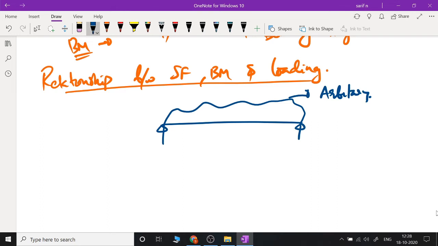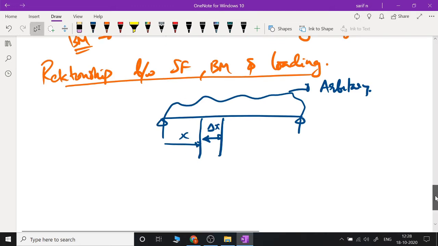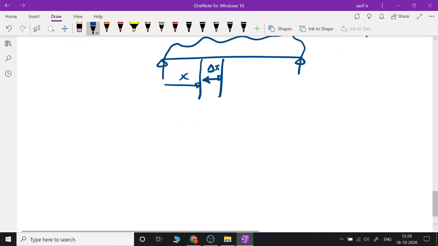So since it is varying, we are going to consider some section at a distance x from the left end, and we are going to consider a small strip of length delta x. Okay, so in that region delta x, we are going to assume that the loading is uniform. So we will try to draw a zoomed in figure of the same.